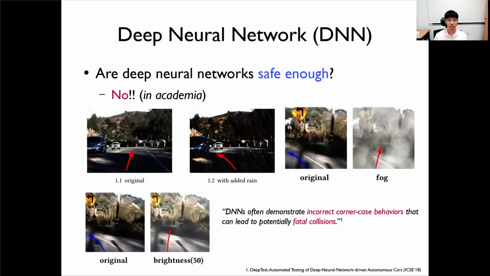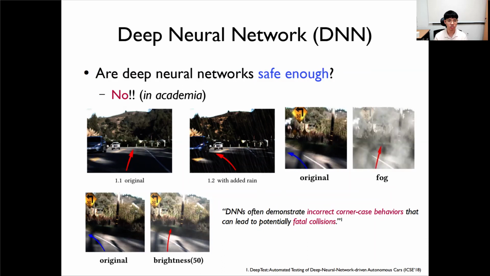In academia, especially in the field of software engineering, the answer is no. According to DeepTest, published in ICSE 2018, the deep neural networks equipped in autonomous cars often demonstrate incorrect corner case behaviors that can lead to potentially fatal collisions.